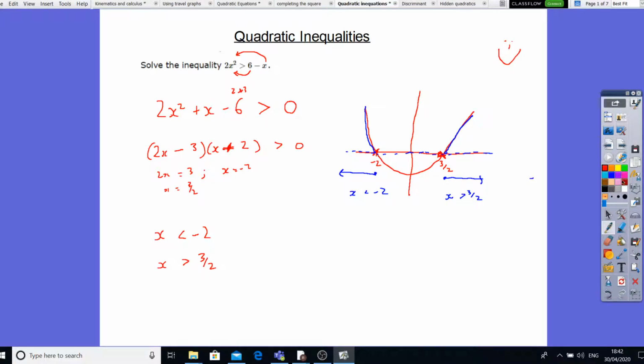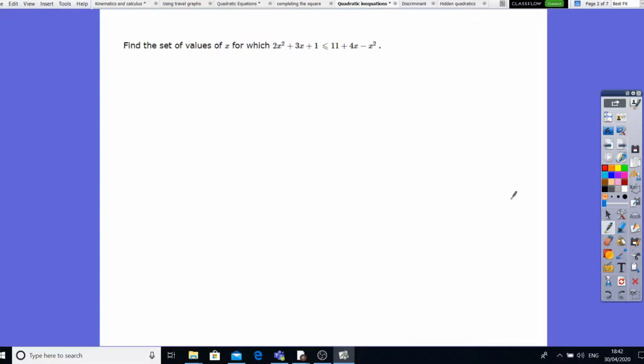Okay, let's have a look at another one. Okay, so again, find a set of values of x for which this equation is less than this equation. I'm going to do the same process again. I'm going to bring everything to one side, and then once I've done that, I can then solve it by factorization.